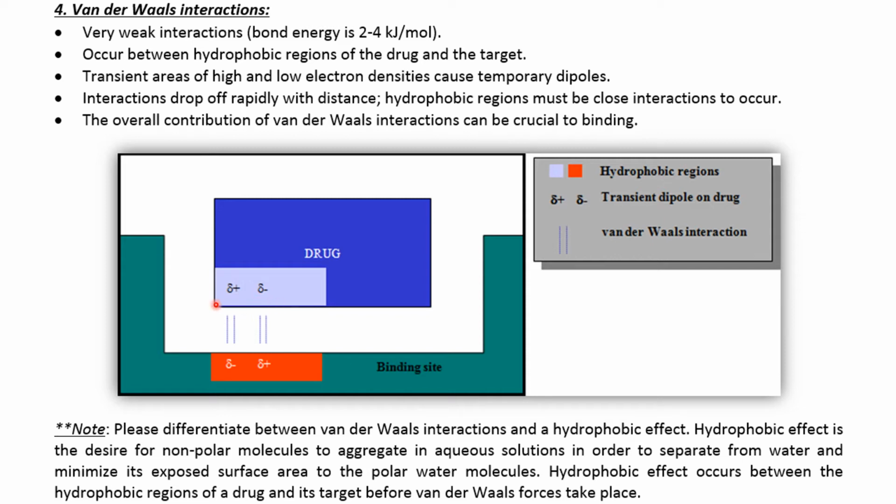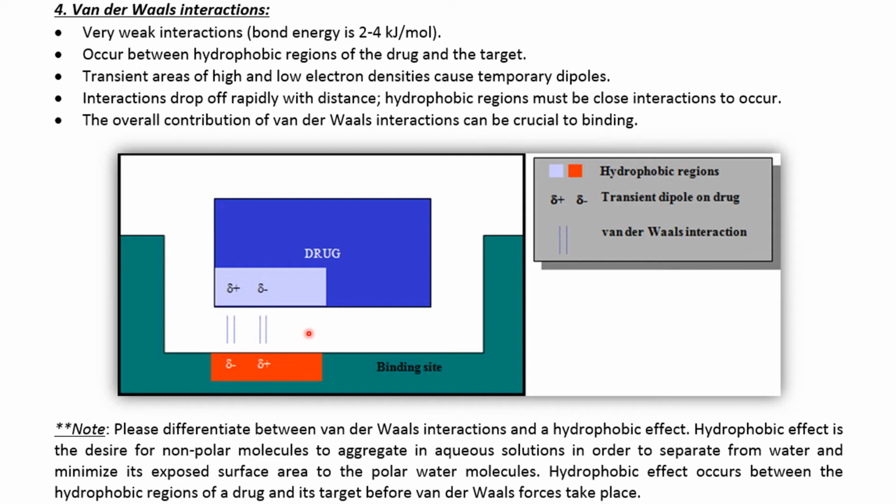The way these bonds are formed is when a transient change, or a disturbance of the electron density, occurs in one hydrophobic region, and another disturbance in the electron density occurs in the other hydrophobic region in the binding site. These partial positive and partial negative charges will result, and attraction occurs between the hydrophobic regions.